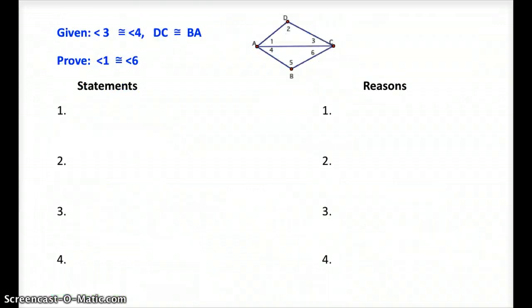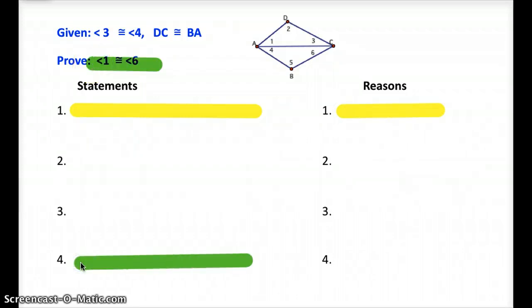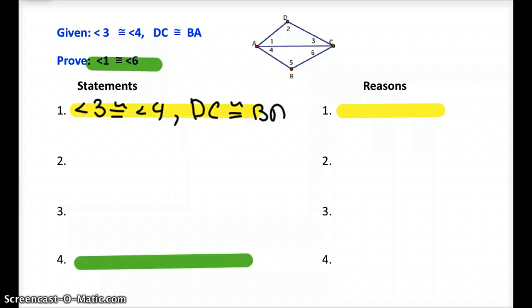Let's take a look at our second proof. All right, I'm going to dig right in. I'm going to write my givens in my number 1, and then I'm going to write my prove down at the bottom, and then let's talk about it. So I got angle 3 congruent to angle 4, DC congruent to BA, and that's given. Now I also should mark that in the picture. So 3 is congruent to 4, DC is congruent to BA. And then I'm going to go down to the bottom.